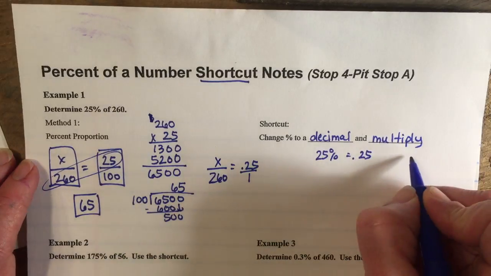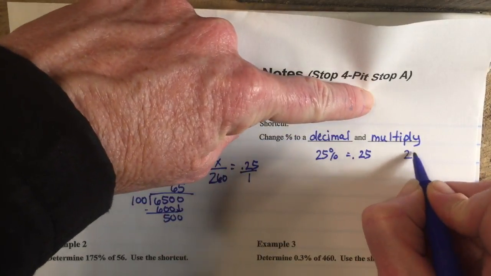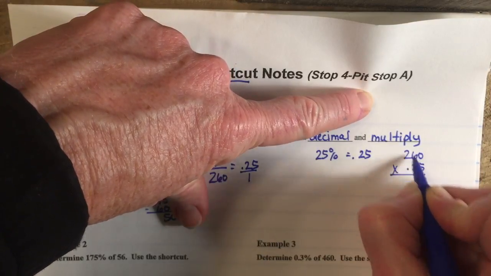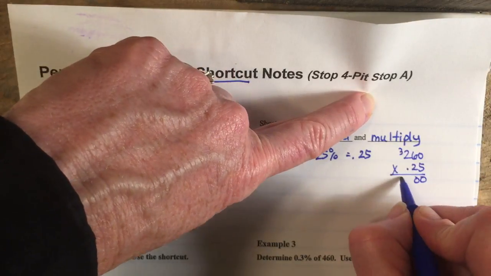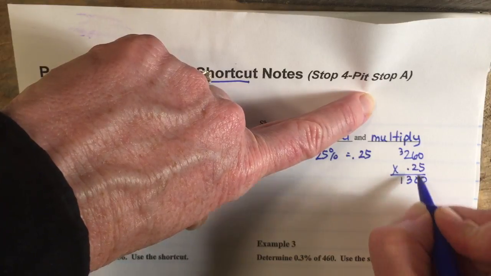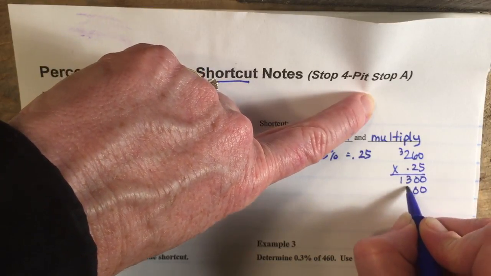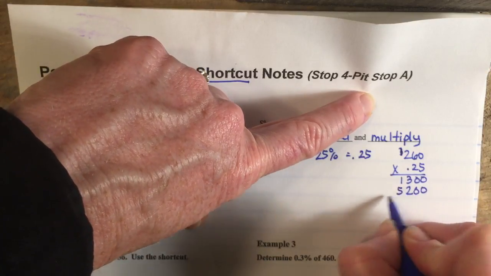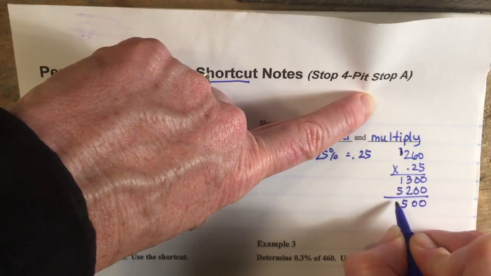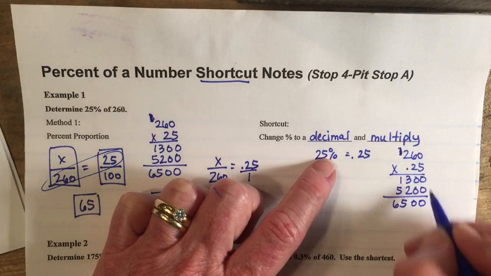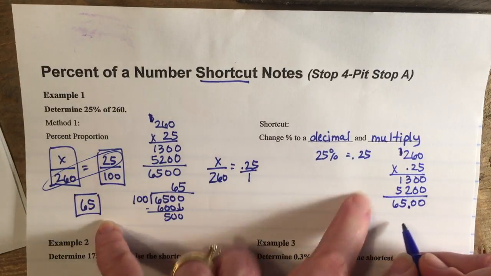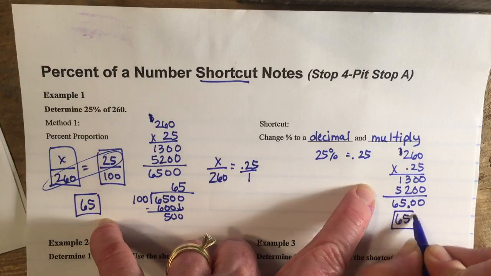All right, so same thing. I'm going to show you that you get the same answer. So 260 times 0.25: 5 times 0 is 0, and 5 times 6 is 30. 5 times 2 is 10, plus 3 is 13. And start with a 0. 2 times 0 is 0. 2 times 6 is 12. Carry your 1. 2 times 2 is 4, plus 1 is 5. All right, so 6500, and then there are 2 decimal places here, so I'm going to move it over 2 places, and I can see that these are both equal to 65.